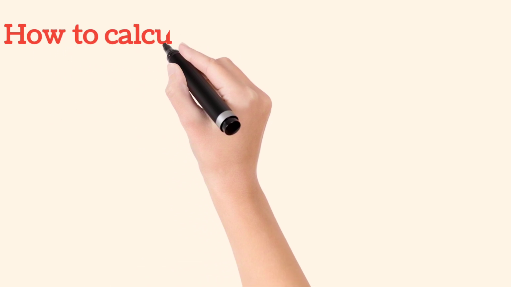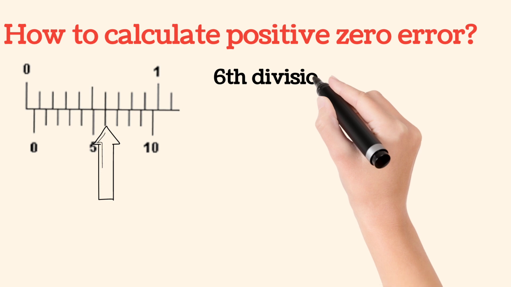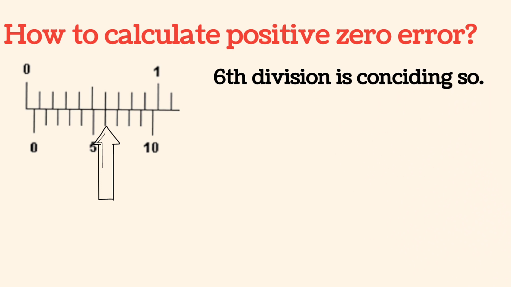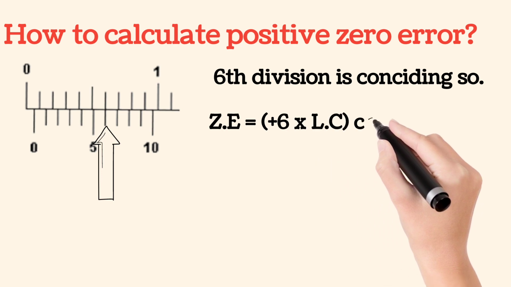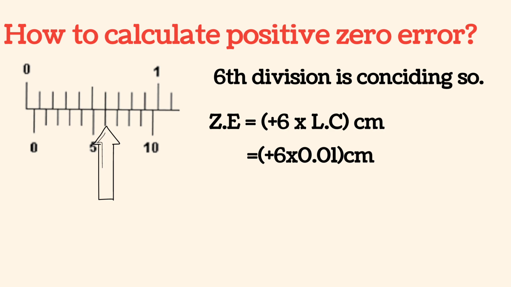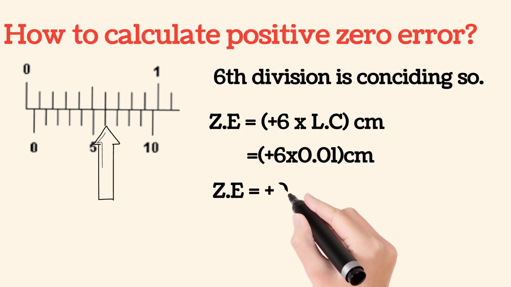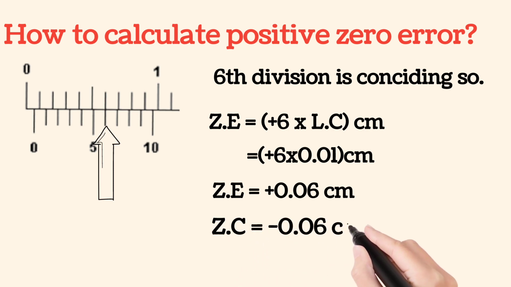How to calculate the positive zero error. In the given figure, the sixth division is coinciding, so zero error is equal to plus 6 into least count centimeter. That is equal to plus 6 into 0.01 centimeter, which is equal to plus 0.06 centimeter. Zero correction is equal to minus 0.06 centimeter.